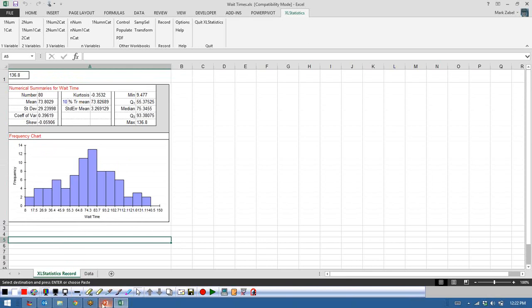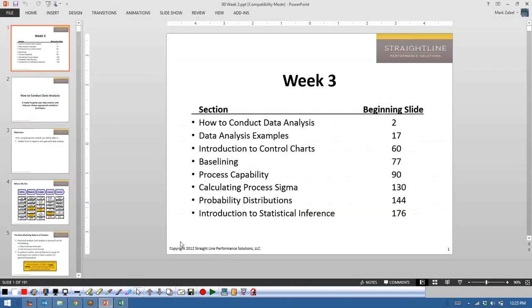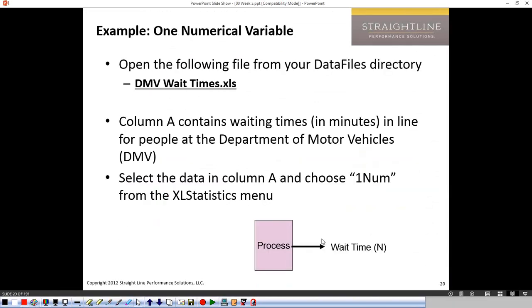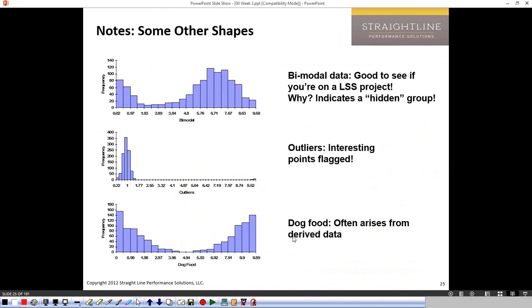So that's it. That's one-num analysis. Okay, so we did DMV wait times, and there we go. So let me pause here and ask what questions you have on one-num analysis.